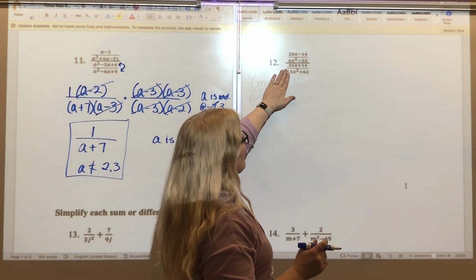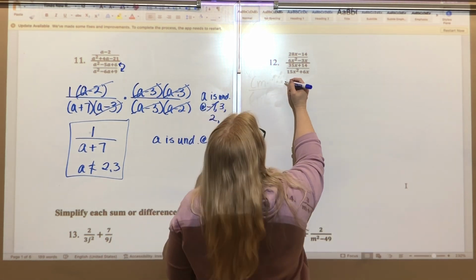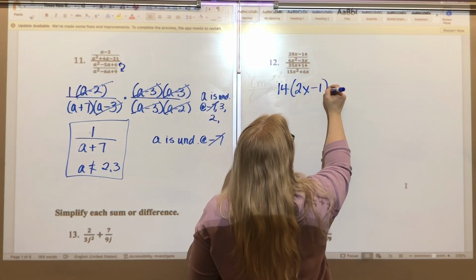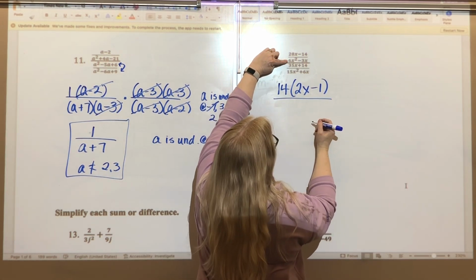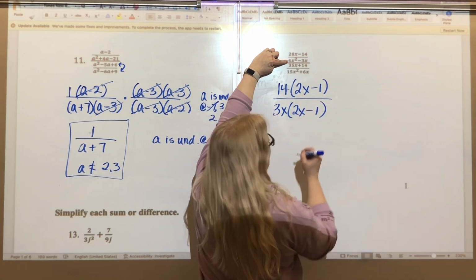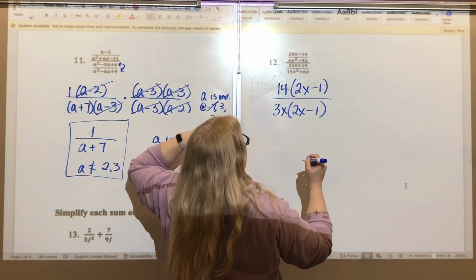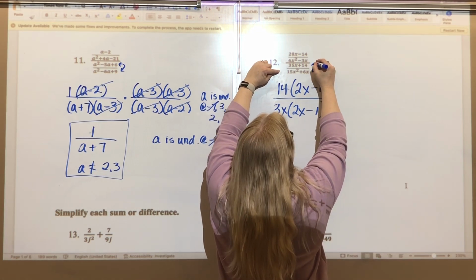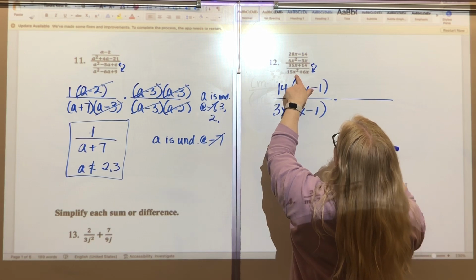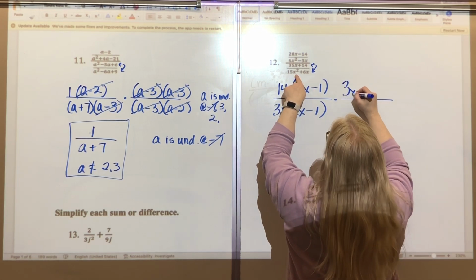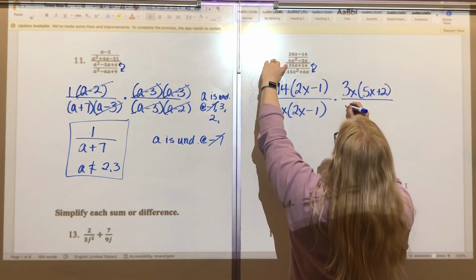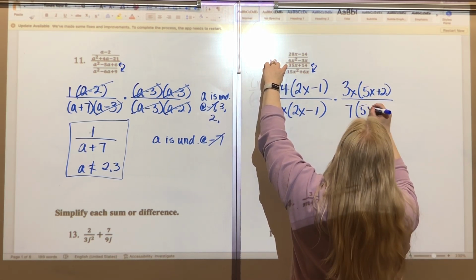Next one, factor first. I've got 14, that leaves me with 2x minus 1, over, I can pull out a 3x, that leaves me with 2x minus 1. Ooh, I'm liking this already. Keep, change, flip, I'm going to flip these 2. So I factor, so this is going to factor out a 3x, and I'm left with 5x plus 2. And then up here I factor out a 7, and I'm left with 5x plus 2.